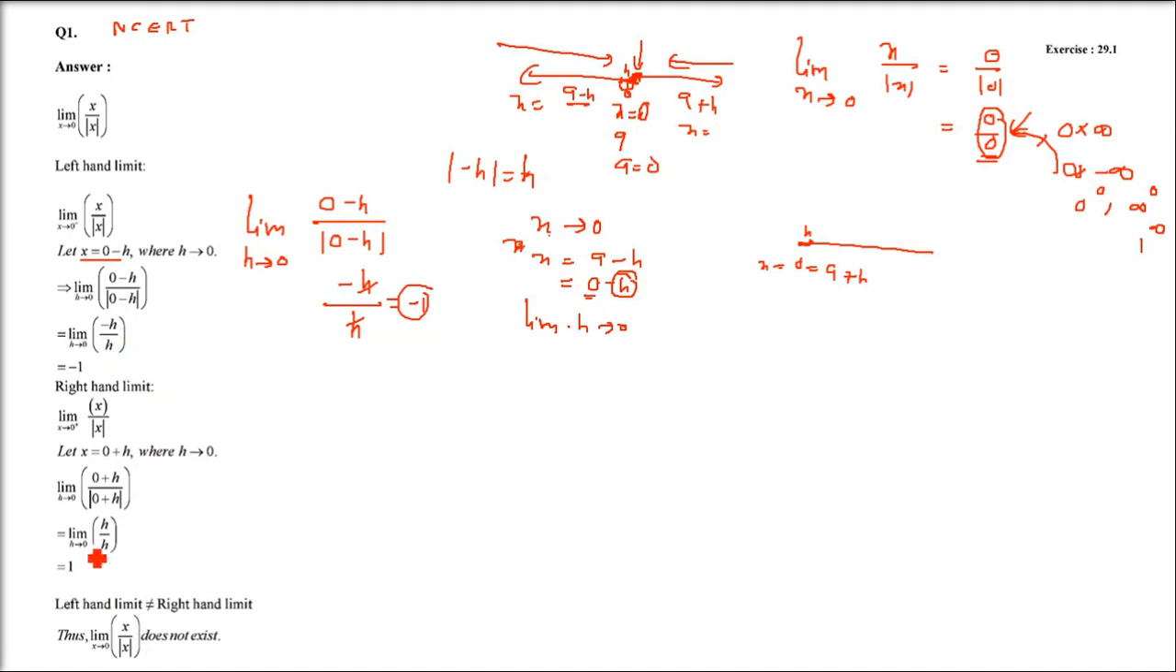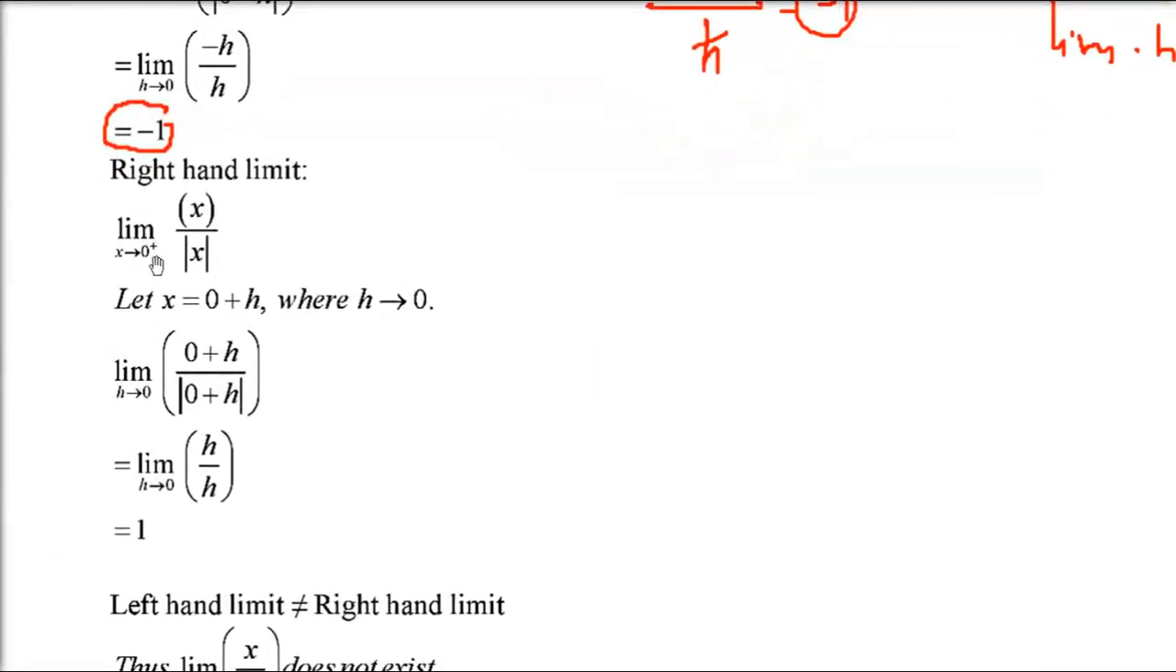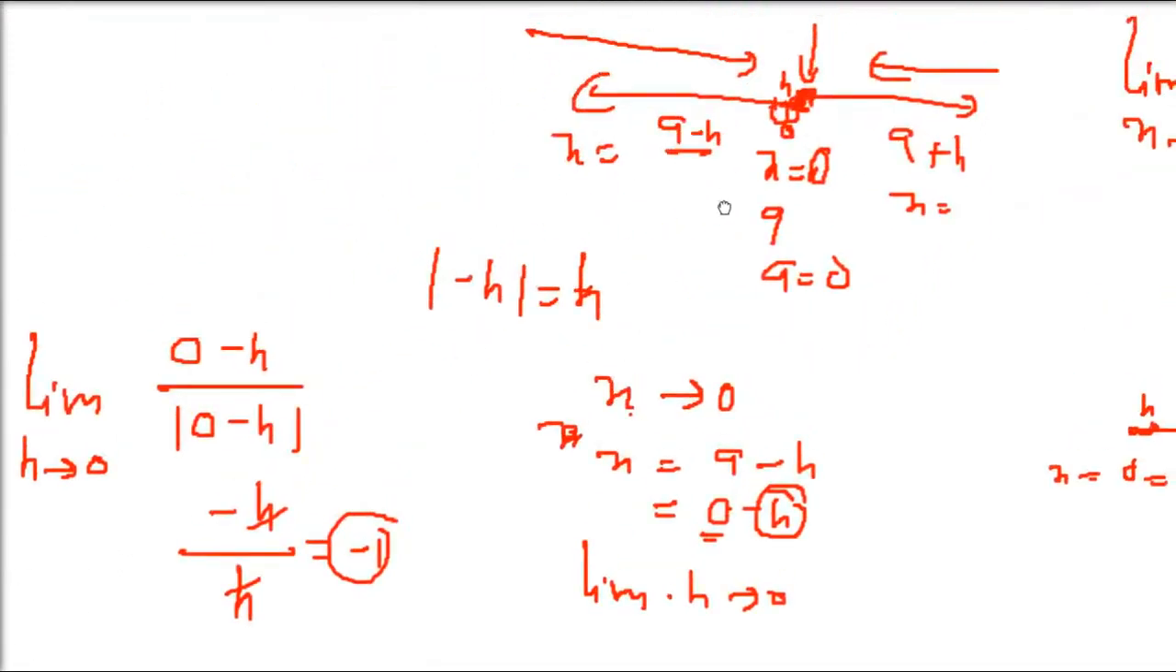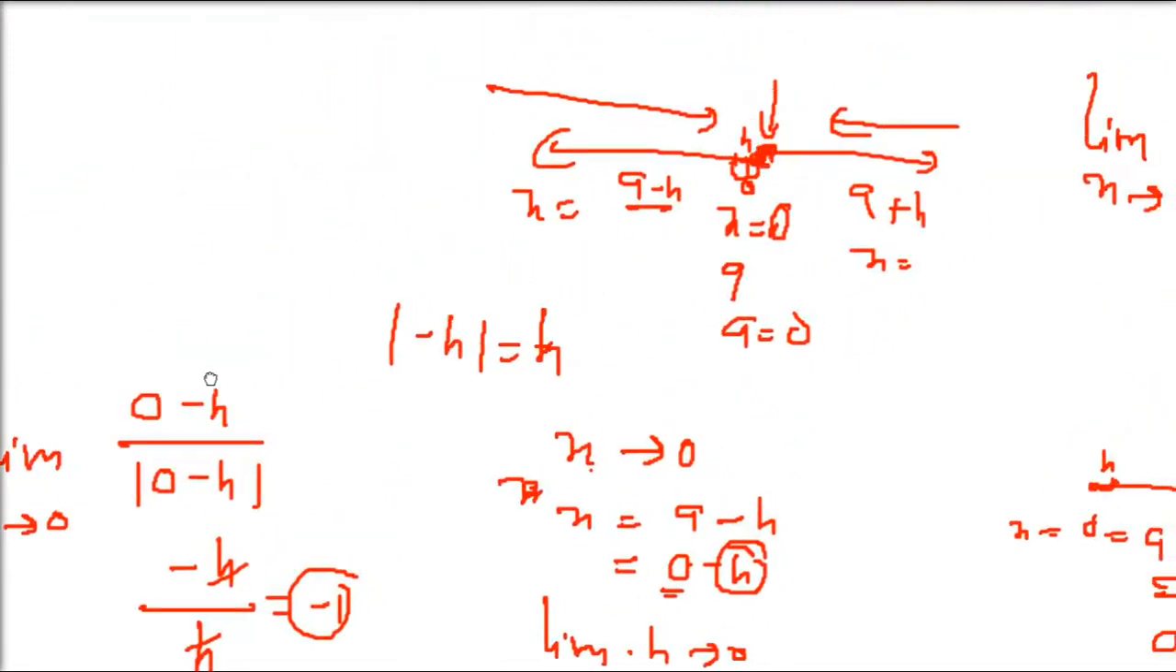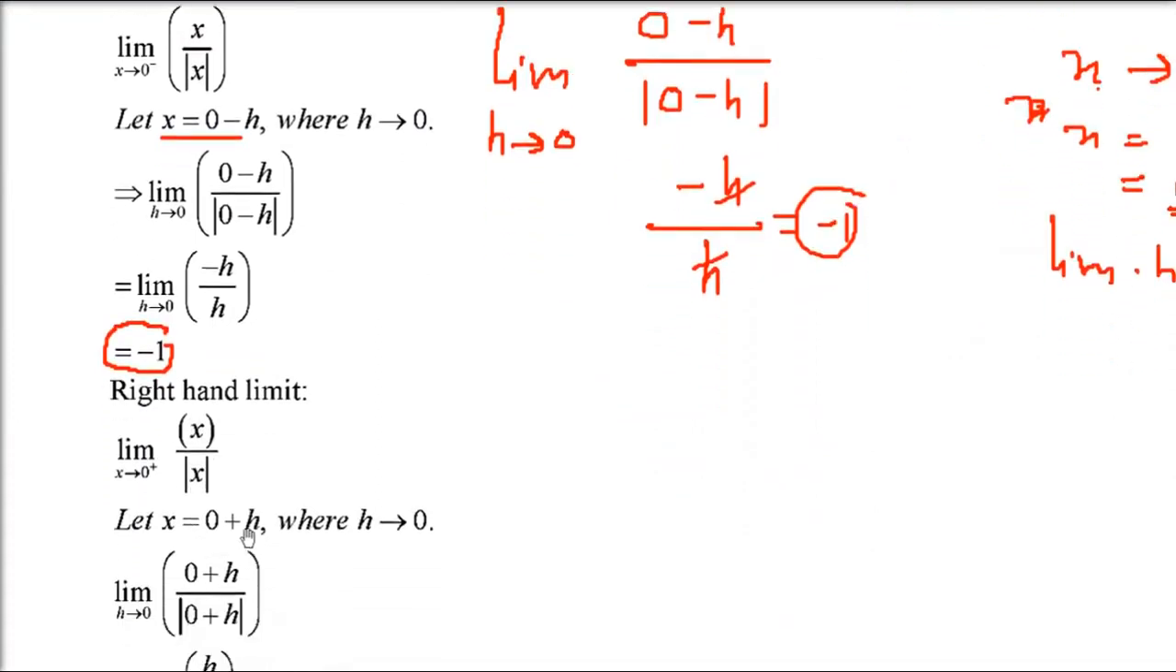So the left hand limit has come to -1. Similarly, we'll try to find out the right hand side. As I said, we have to put a plus h, a is 0, so 0 plus h. So now you have to change to x tends to 0 plus, because we are talking about the right hand side. So in place of x you have to put 0 plus h.